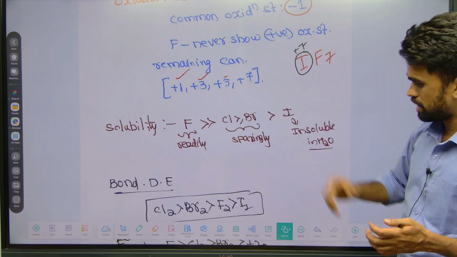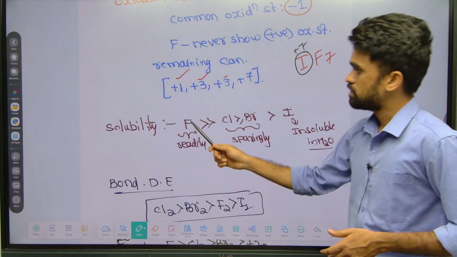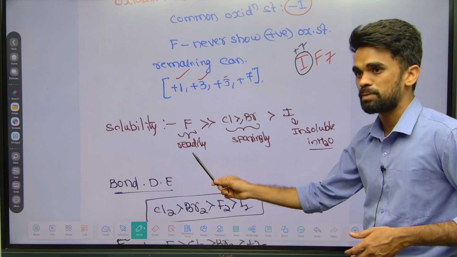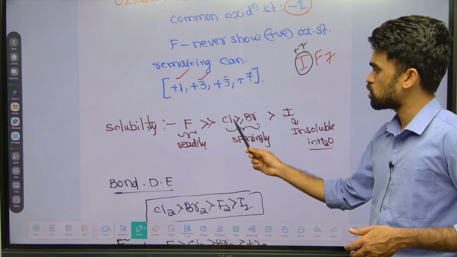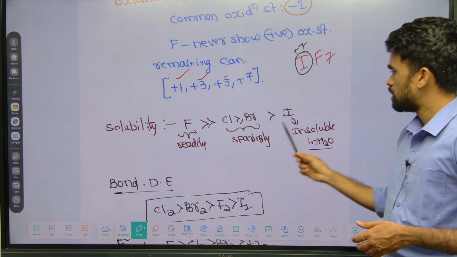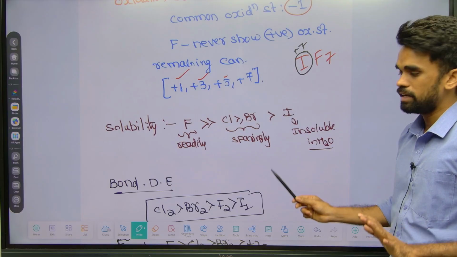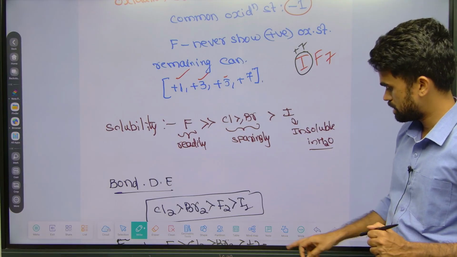The next thing here we have is solubility. Fluorine readily reacts with water, whereas chlorine and bromine are sparingly soluble, and iodine is insoluble. It means solubility down the group decreases. Okay, next.